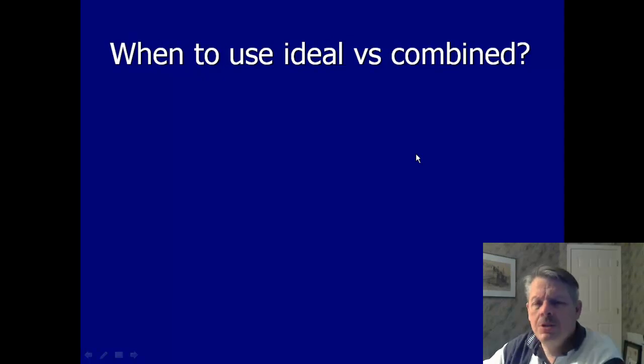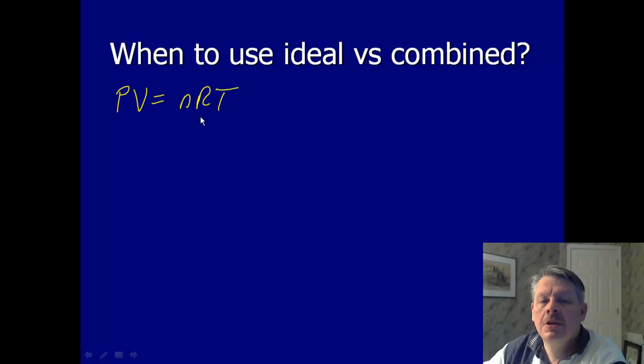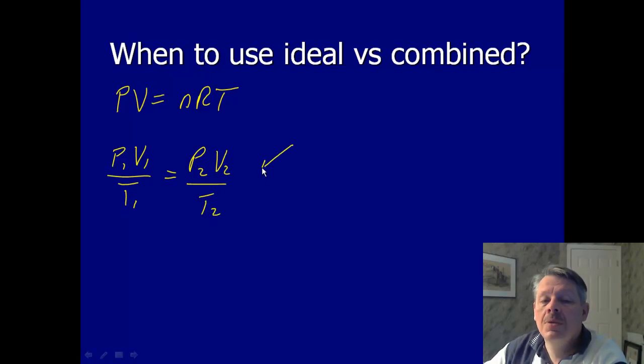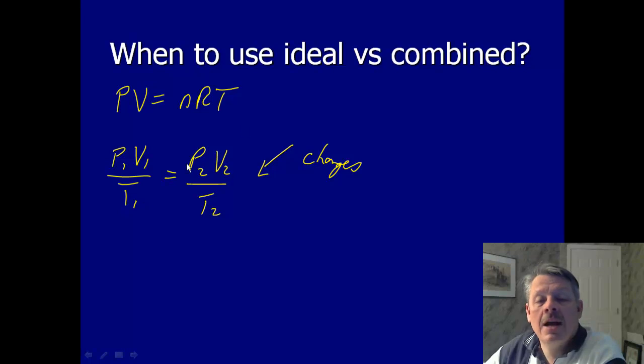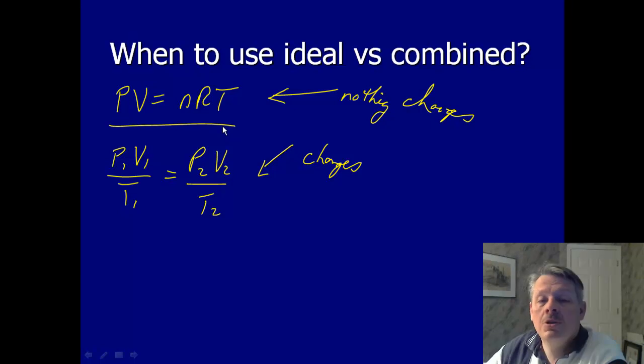How do you know when to use the ideal versus the combined gas law? Well, PV equals nRT is what we've been using a lot, and P1 V1 over T1 equals P2 V2 over T2, you use when something changes. Your volume's changing, your pressure's changing, your temperature's changing. That's when you use the combined gas law. But if nothing changes, if you have a static system, then you can use the ideal gas law. That's how you know when to use which one. If something is changing, you have to use the combined gas law. If nothing changes, you're using PV = nRT.